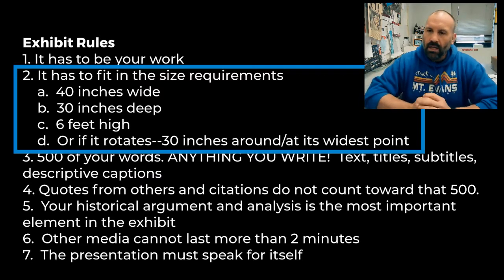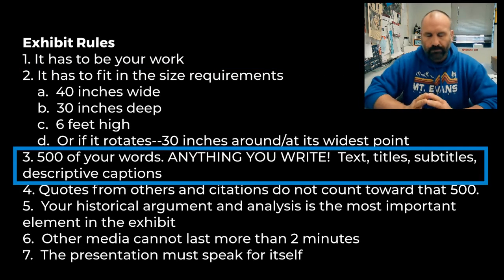All right. Now, rule number 3, which is one that people get confused. So I'm going to do the best I can to explain it here. If you have questions, feel free to ask. You have 500 of your words on the exhibit board, which a lot of people first hear that 500 words and they think that's a lot, but it's not. It's not very much of your own writing. All right. Anything that you have authored counts against those 500 words.